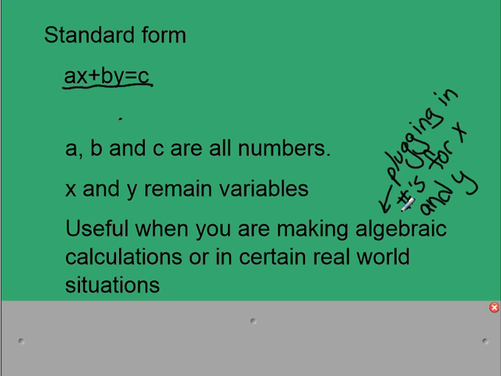Okay, and there are some real-world situations that you really need to use this standard form for, and we're going to be talking about what those kinds of real-world situations are in class tomorrow. Make sure you have all of this written down, and then we're going to talk about slope-intercept form, which is the second form of a linear function that you guys need to know by the end of this video.